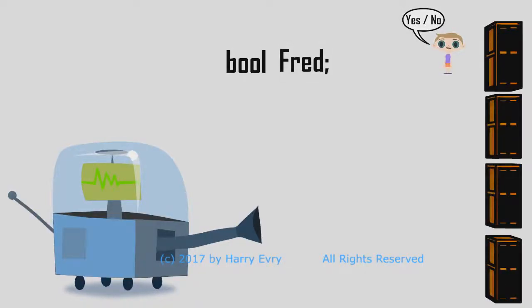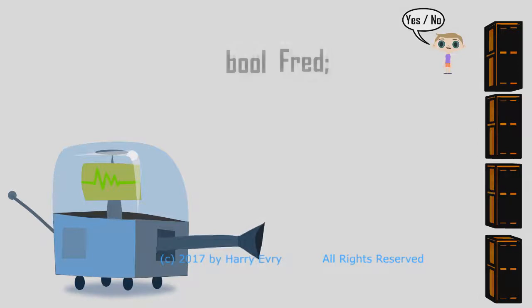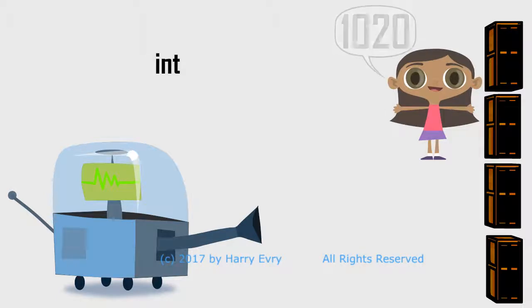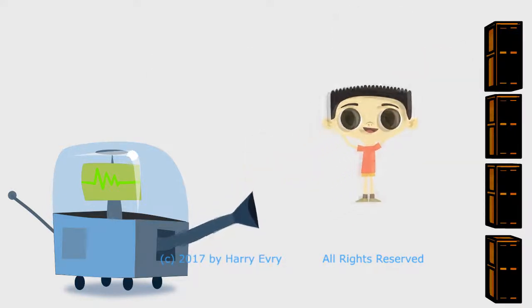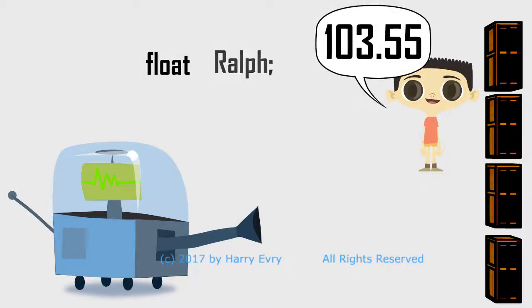Here the class or the type is a Boolean, which is a true-false variable, and the name is Fred. Bool Fred simply tells it the type and the name. Here we'll create an integer, call it Sally. An integer can hold any whole number. Here we create a float or a floating point number, which is a number that can have a decimal point or a fraction in it. Call it Ralph.